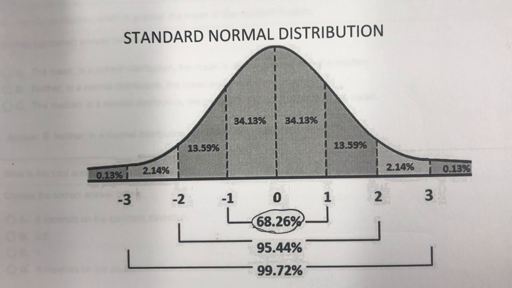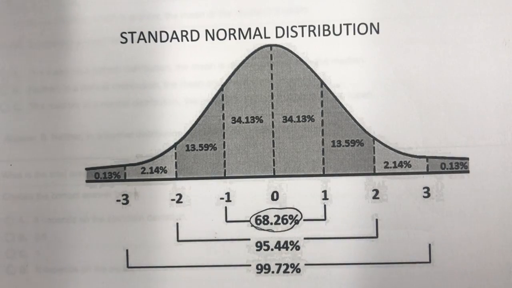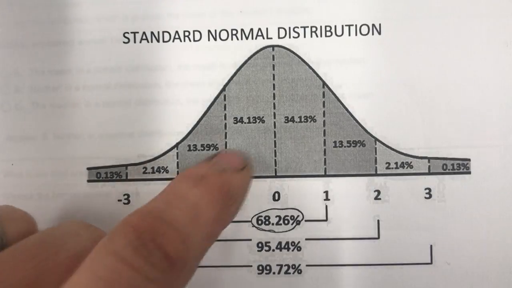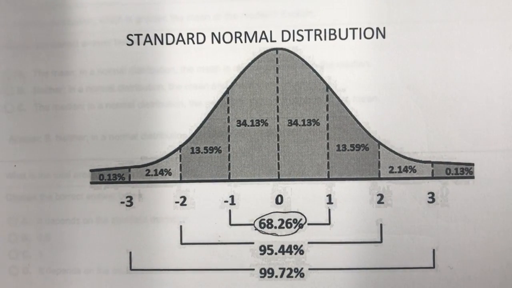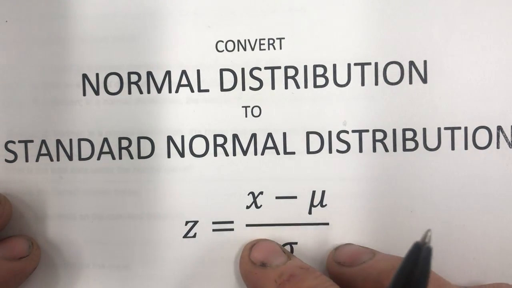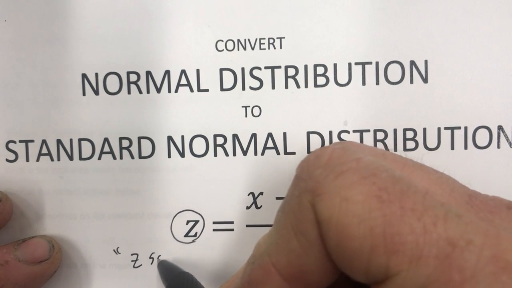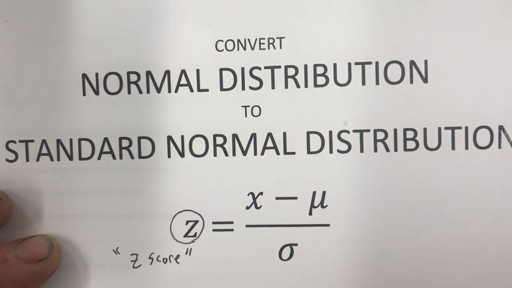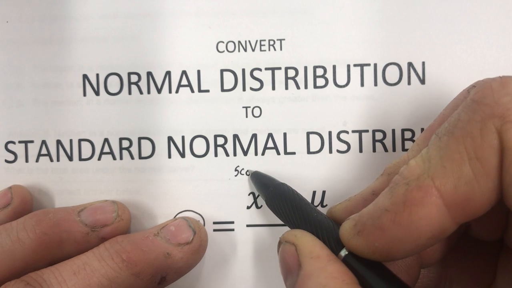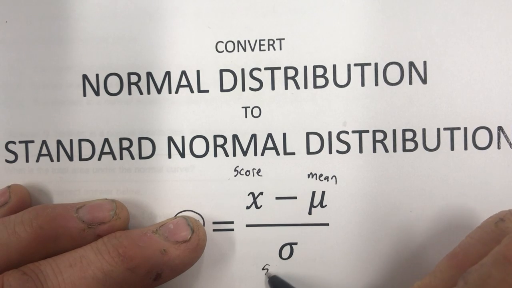See, that's the thing. We have to convert this. We have to convert to a standard normal distribution. So what I do is I'll take this normal distribution I have and I'll convert it to this. And how do I do that? Well, I convert it by using this formula right here and convert them into z-scores. So this is called my z-score. Okay. X is the normal score, and then of course this is the mean, and this of course is my standard deviation.